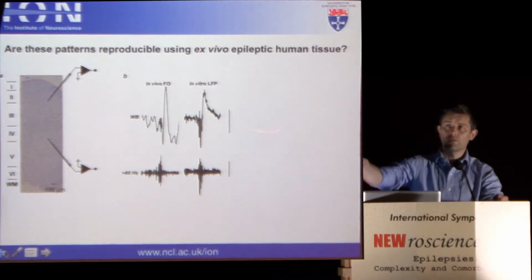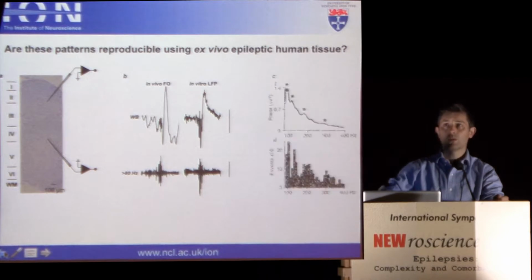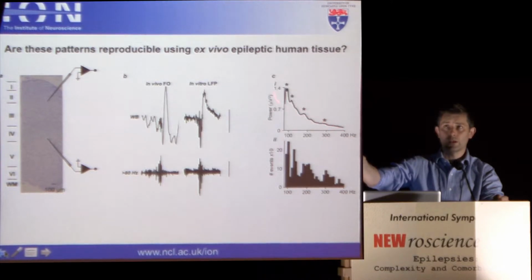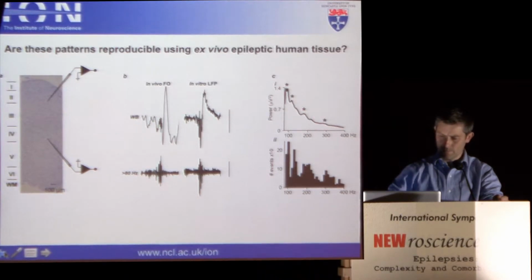And because we can record this type of activity, these high-frequency oscillations, we can then go on to quantify the type of activity. And again, we see the types of peaks that have been observed in the in vivo recordings of these high-frequency oscillations in human patients.